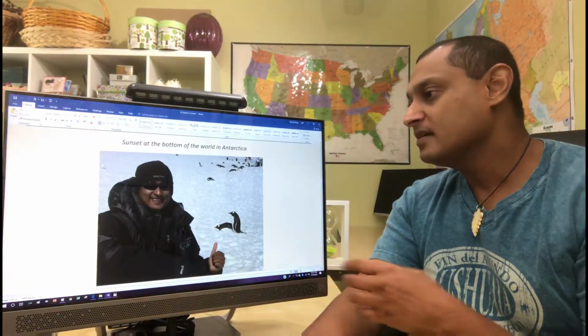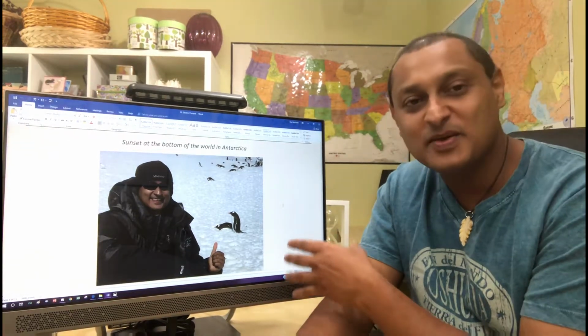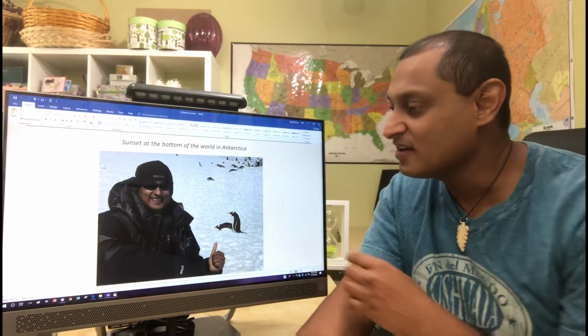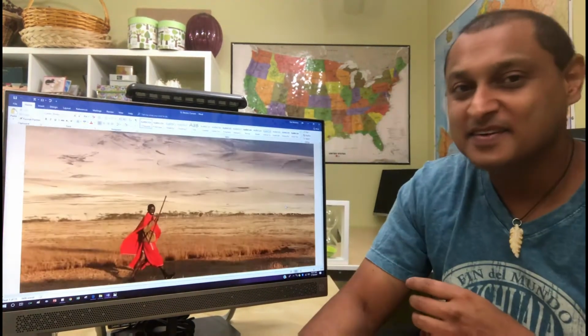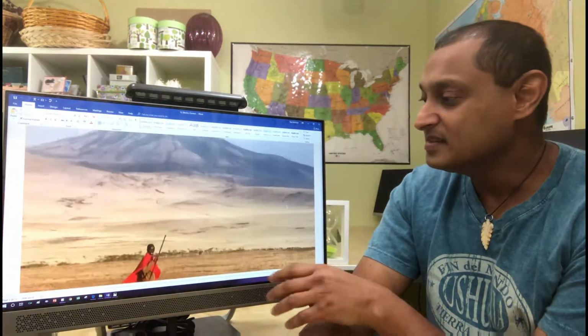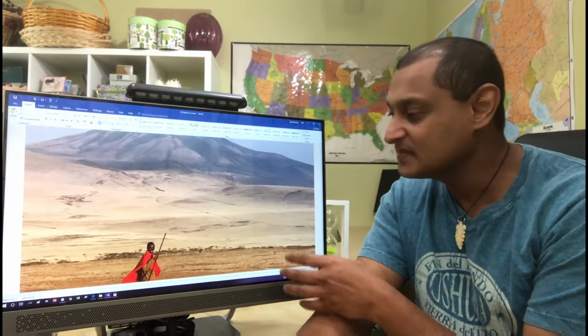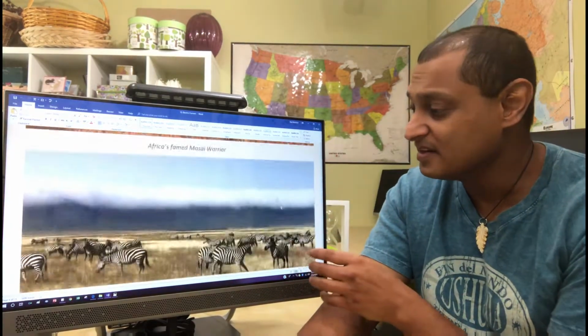And so, the sun produces... this is gentoo penguins on one of my trips to Antarctica. That actually has something to do with electric currents. There are several places here. This is close to the South Pole, Antarctica. This is close to the equator in Ngorongoro Crater, Tanzania. That's a Maasai warrior here, on my trip there.